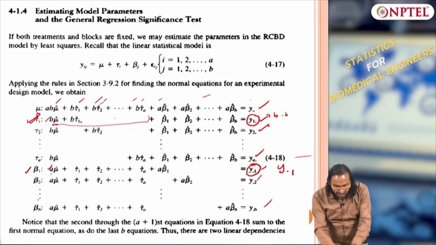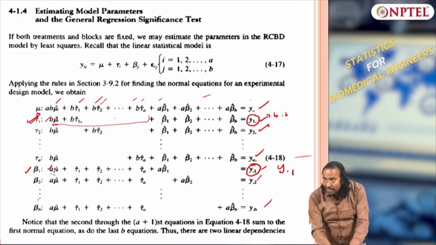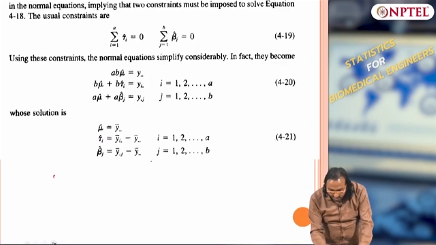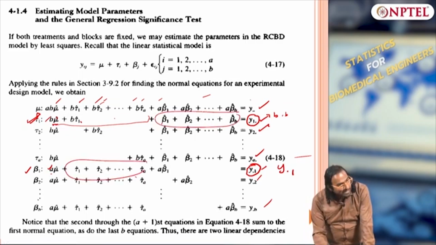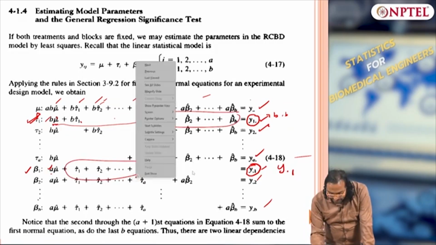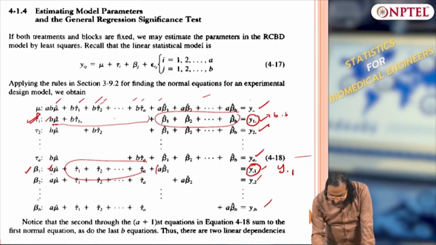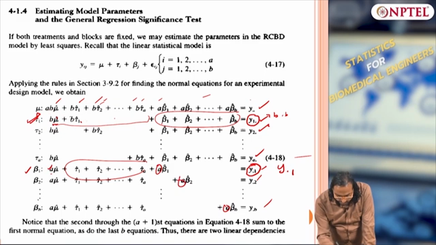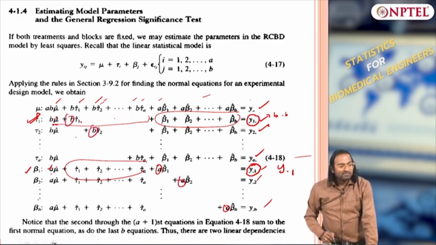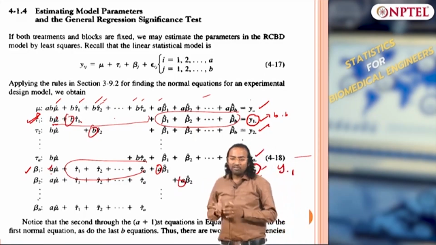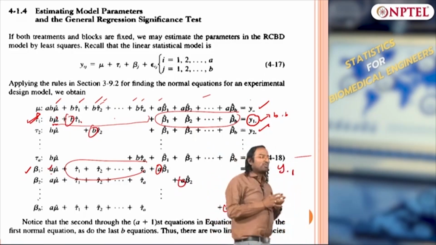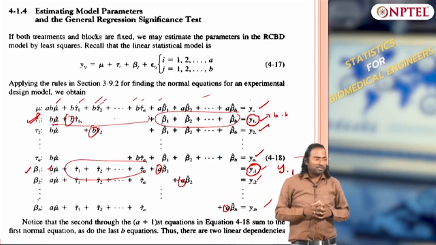If you look at treatment, it will be B, here it will be A. Your tau i's are going to be added only once, like your betas are added only once in the treatment equations, and your betas will be multiplied by A's, like your tau i's are multiplied by B's. There is a pattern here, a very clear pattern. So this is just applying rule number 3 of your regression equation.